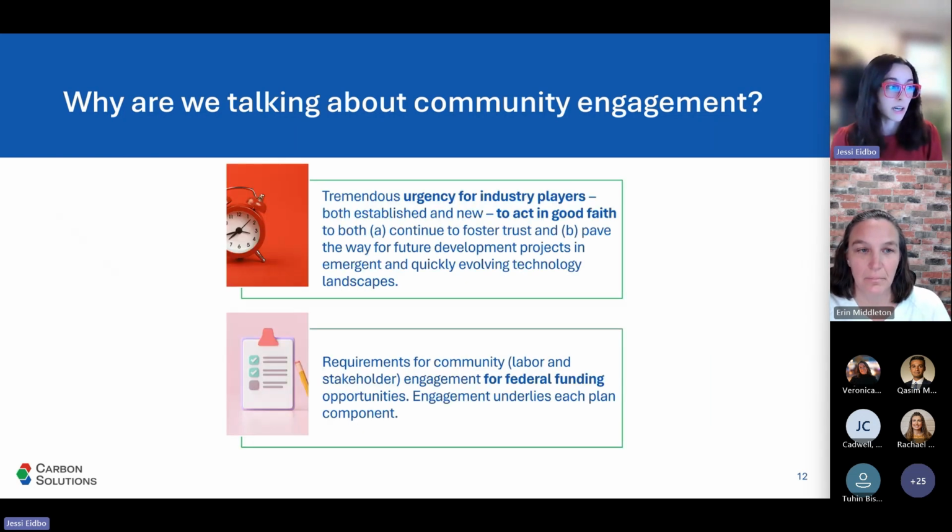The second is really tangible. There are just now, and over the last couple of years, emergent and evolving requirements associated with the numerous federal funding opportunities that demand incorporation of community labor stakeholder engagement. If you are pursuing any of this funding, and Erin will talk about this, you need to have a handle on your engagement strategy, because it will be part of the package that you submit for the funding opportunity.